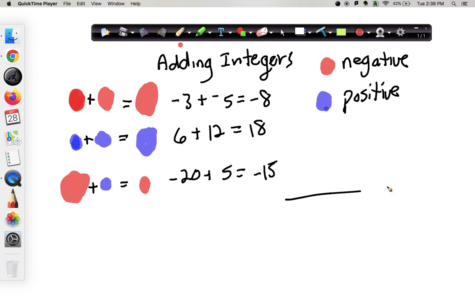And then we drew a number line to make sure that everyone understood that positives go to the right and negatives go to the left. So even though this is negative, it's less negative. It's closer to 0.